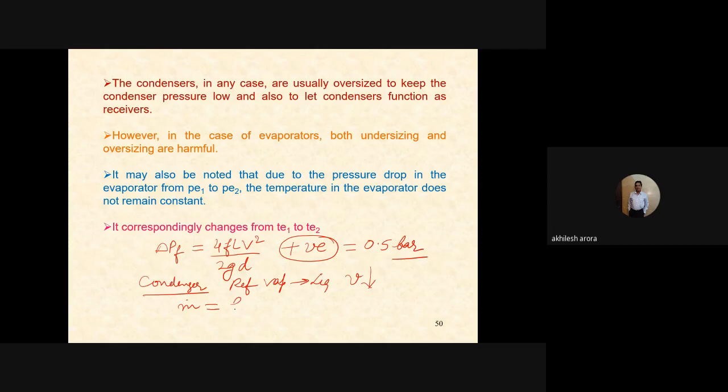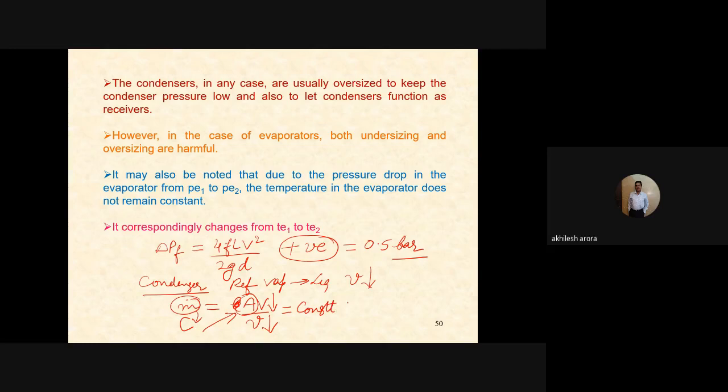It is equal to rho, rather than rho, I can write A into V divided by small v. So this is going down. Specific volume is going down. Area is constant, and mass is also constant. So what should happen to velocity? Velocity should go down so that the mass flow rate remains constant.